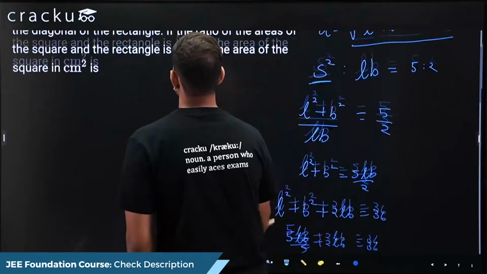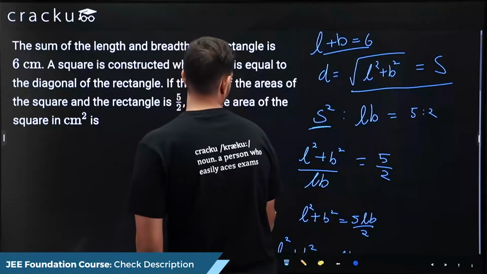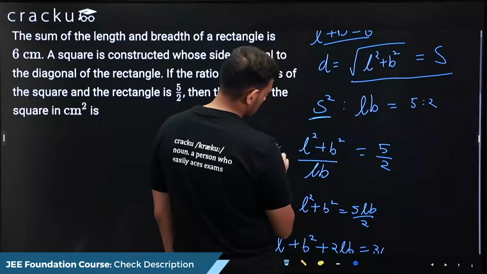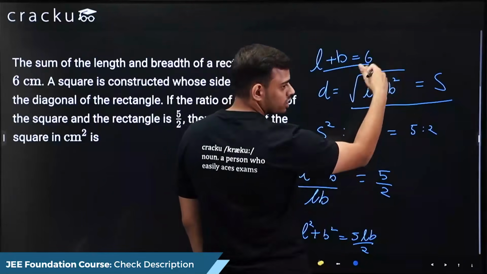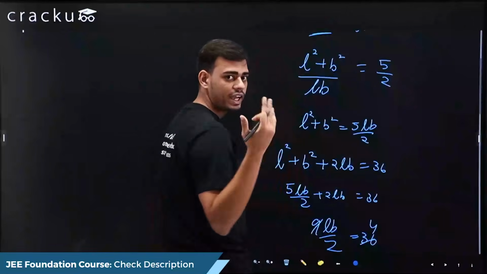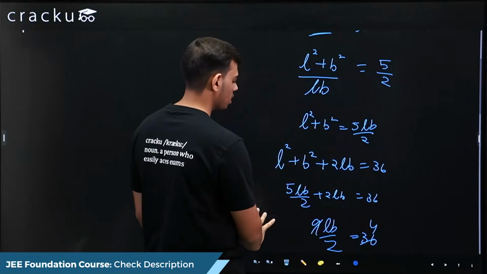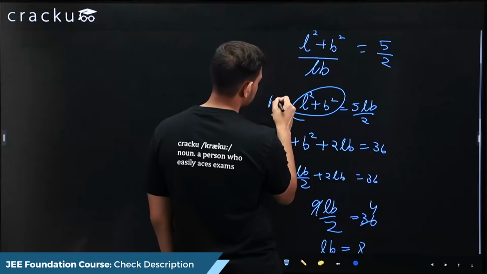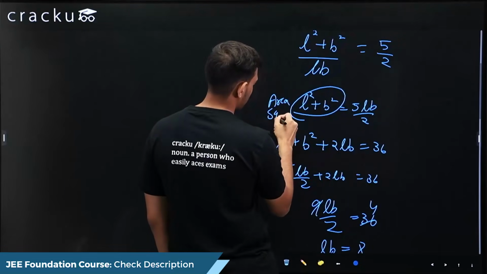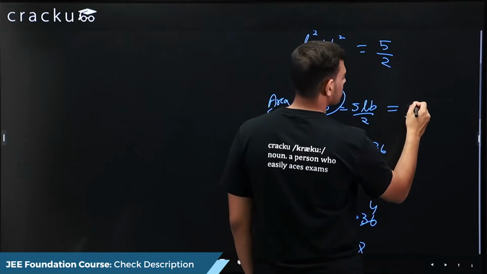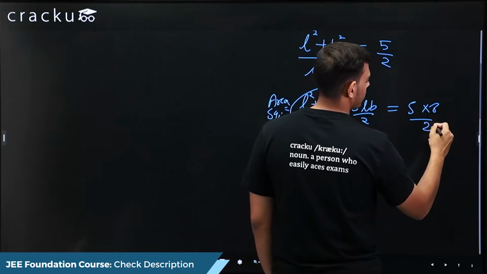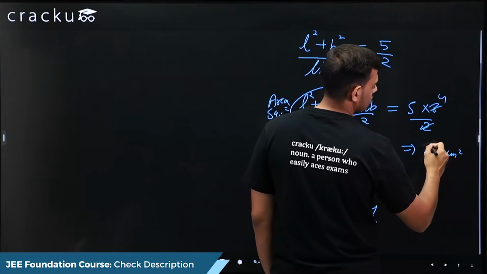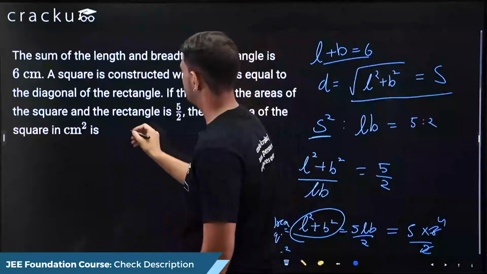What do I need to calculate? Area of the square. The area of the square is nothing but this L square plus B square, that is square of the side, which is equal to the diagonal of the rectangle. So if I know LB, I can calculate this. This is the area only of the square. So LB is 8. Area will be 20 centimeter square. Answer will be 20.